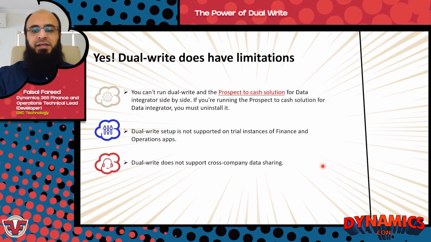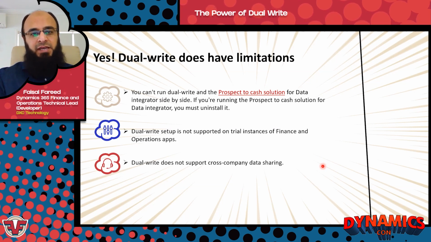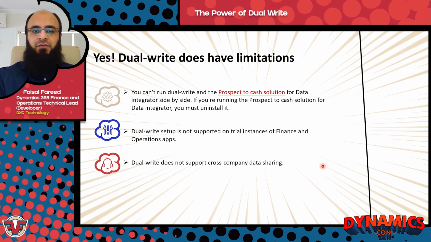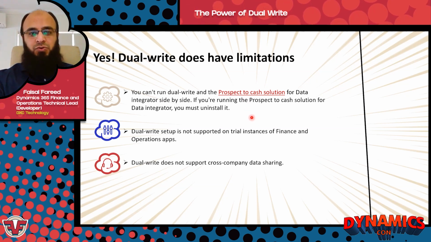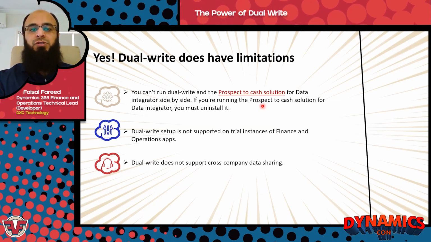Every application has its own limitations. This is why the technology is evolving day by day and new features are coming. So currently dual write does have limitations. One of the limitations is that you cannot have dual write installed along with the prospect to cache solution, which is used for the data integrator. You cannot have both solutions installed at the same time. If you want to install dual write, you have to uninstall this solution for the data integrator.